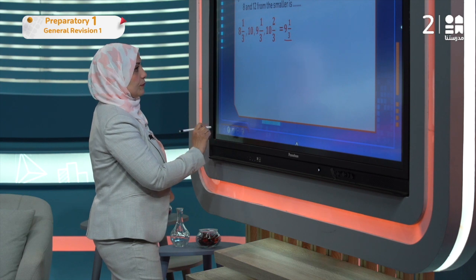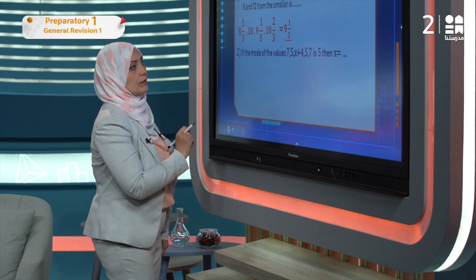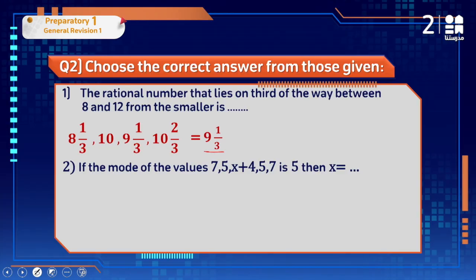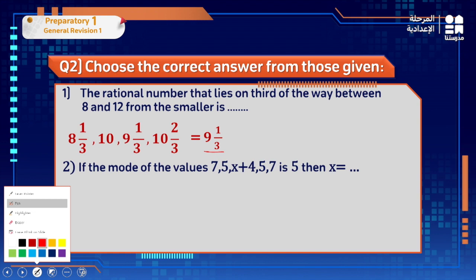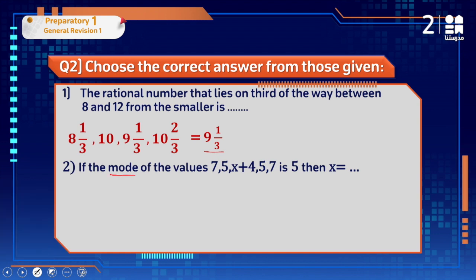Another one. If the mode of the values 7, 5, x plus 4, 5, and 7 is 5, then x equals what? What is the meaning of mode? The mode is the most repeated value. Okay, here we have 7 two times, and we have 5 two times. The mode is 5, so the 5 is repeated more than 7.